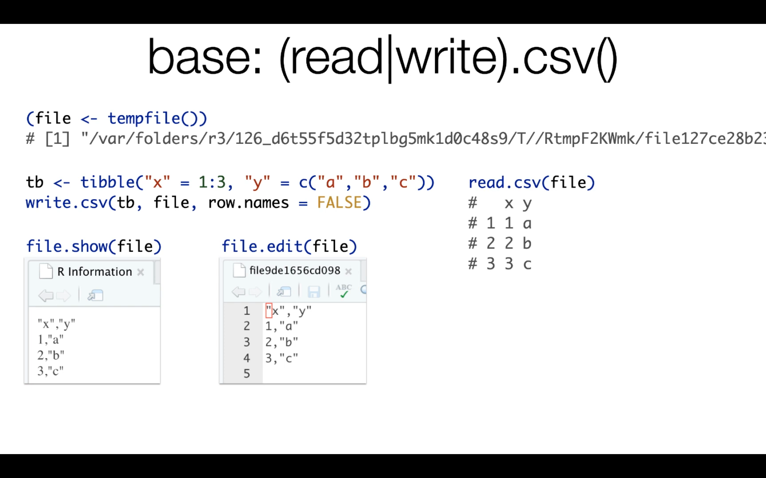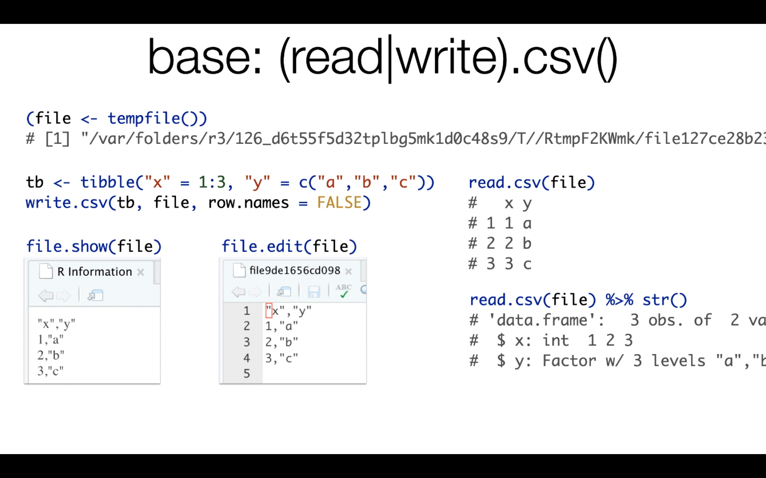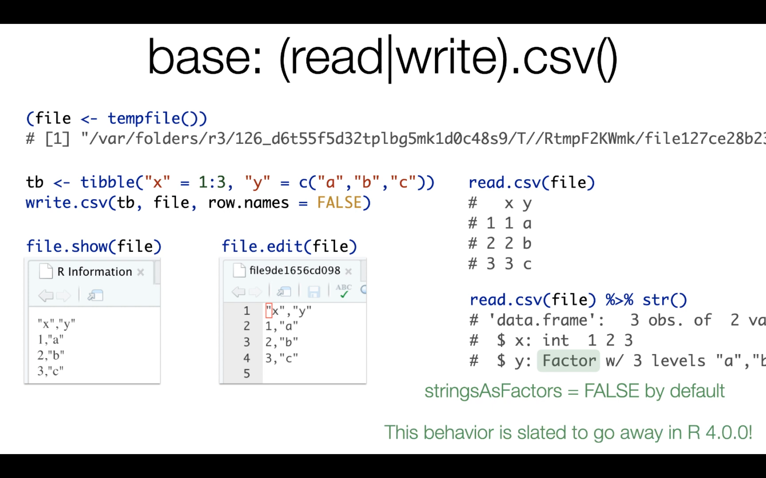When we want to read this in, base R provides read.csv. You give it the file name and it reads it in. The resulting object is a data frame. It'll say, 3 observations, 2 variables. Notice that it does things like this. It'll convert strings to factors. Over there on the left-hand side, we can see that originally y was defined as a character vector, but now it's a factor. R has stringsAsFactors equals FALSE by default. You can change that in the read.csv function, or data.frame and other places as well, but this behavior is slated to go away in R version 4. So hopefully we won't have to deal with this for too much longer. Nevertheless, this is the R that we have right now.